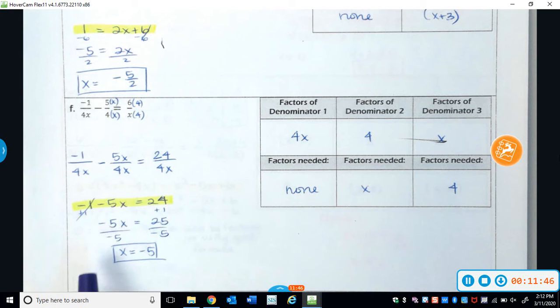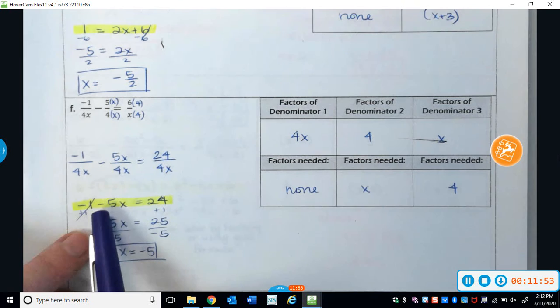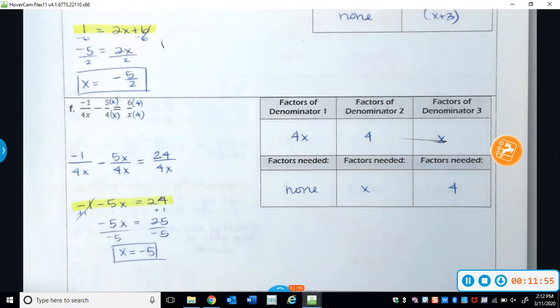And then I'm just adding 1 to both sides and dividing out that negative 5. A common mistake here, so be careful, is this means minus 5x. So do make sure that that minus sign is in there. It'll change the sign of the answer that you get.